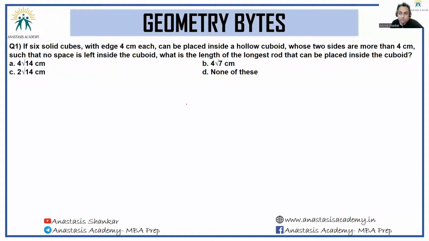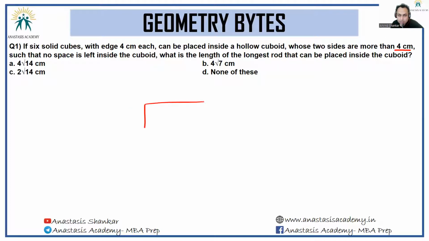Let's look at the solution of geometry bites. If 6 solid cubes with edge 4 centimeter each can be placed inside a hollow cuboid whose two sides are more than 4 centimeter, such that no space is left inside the cuboid, what is the length of the longest rod that can be placed inside the cuboid?